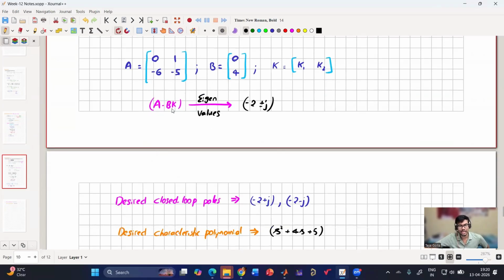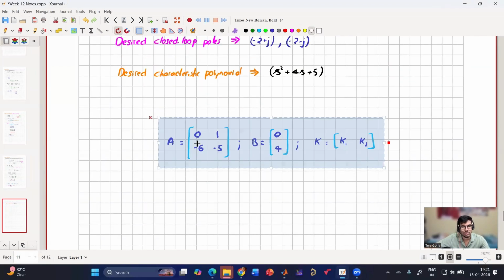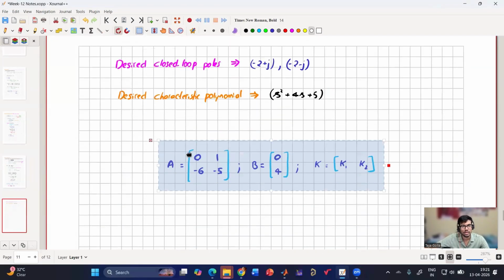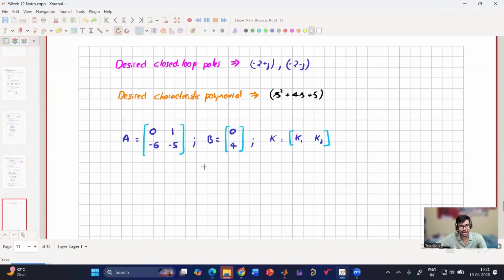But I also know that the A minus BK closed loop poles, or the characteristic polynomial, should match S square plus 4S plus 5. So I have to calculate A minus BK. So let me copy paste this. I hope it is clear till now, right, Revant? Yes, okay. So this is A, B, K. So I have to calculate A minus BK.